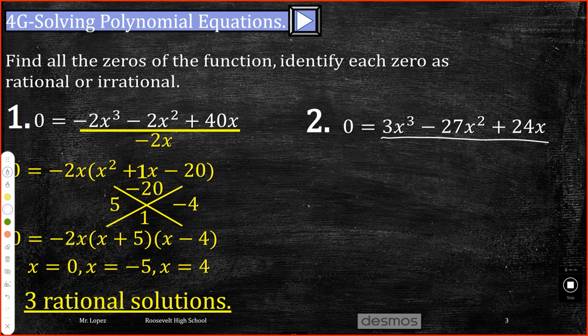What's the GCF in terms of numbers? What's the biggest number that goes into 3, 27, 24? 3. The smallest is the greatest when it comes to the x's, so it's going to be 3x. 3x, 0 equals, 3 divided by 3 is 1. Put that 3x in the front. Then 3 divided by 3 is 1, so x squared, minus 9x, plus 8.